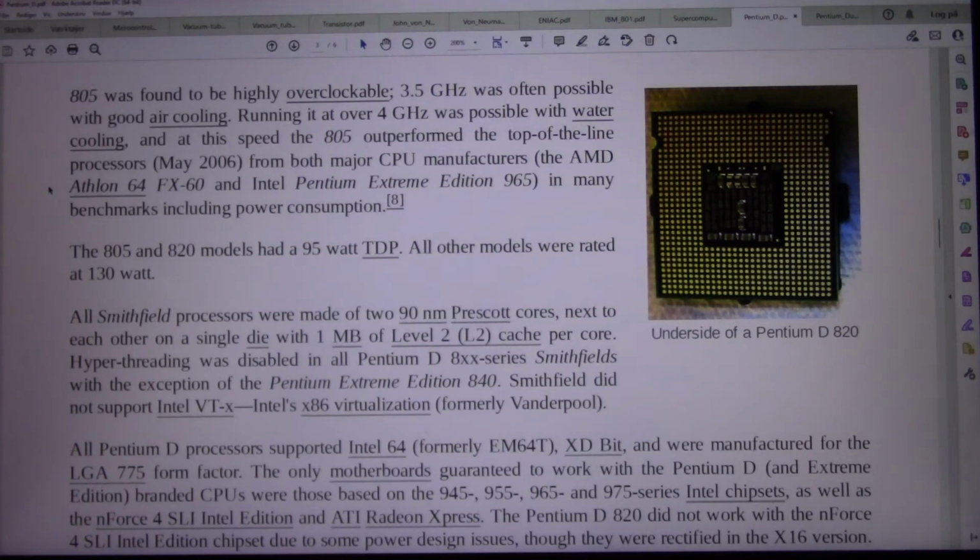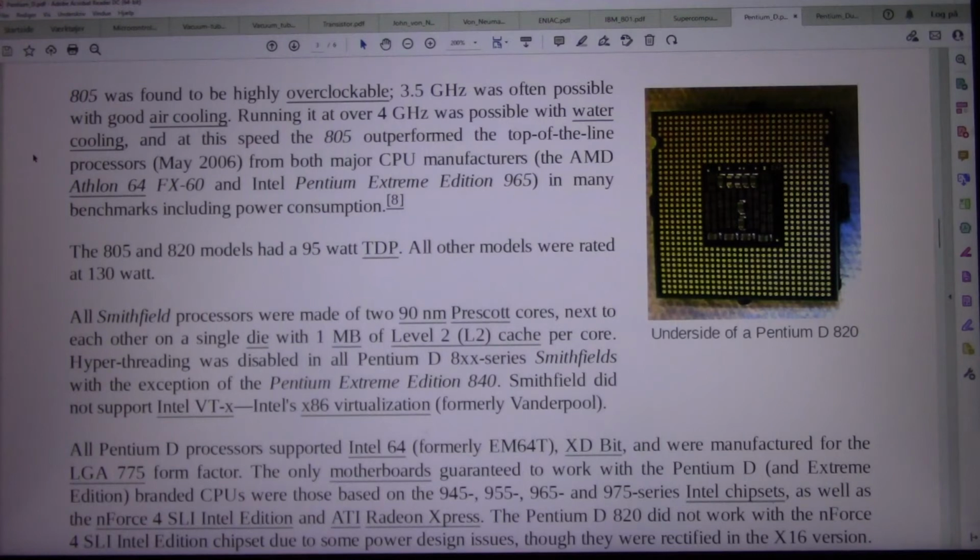Underside of a Pentium D 820. The 805 was found to be highly overclockable. 3.5 GHz was often possible with good air cooling. Running it at over 4 GHz was possible with water cooling, and at this speed the 805 outperformed the top-of-the-line processors from both major CPU manufacturers, the AMD Athlon 64 FX-60 and Intel Pentium Extreme Edition 965, in many benchmarks including power consumption.